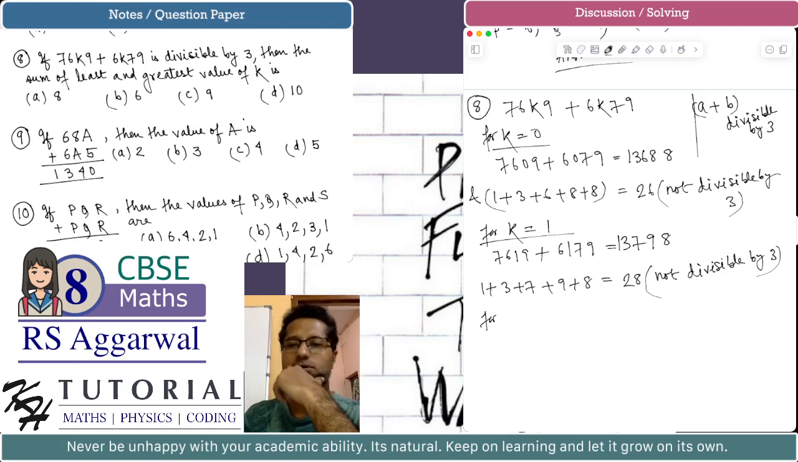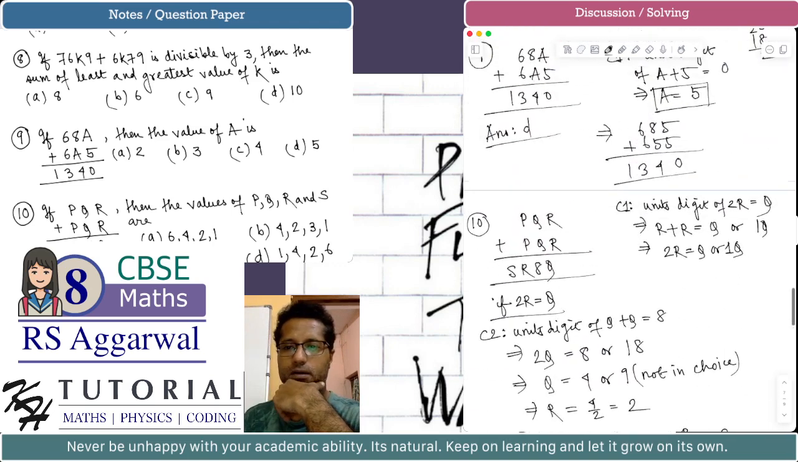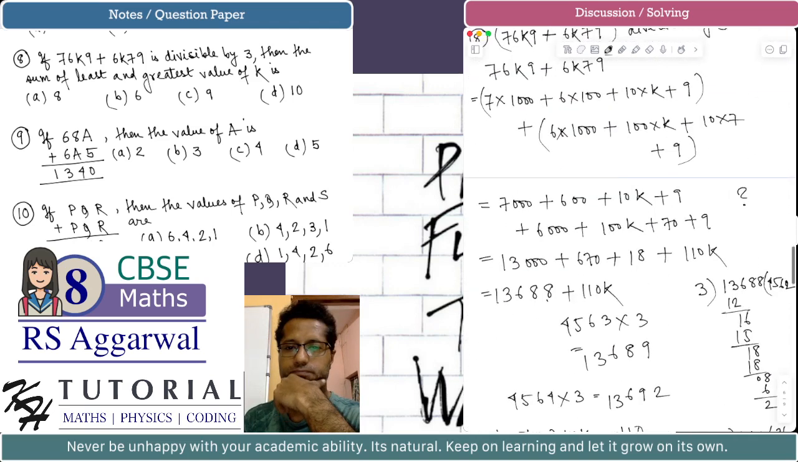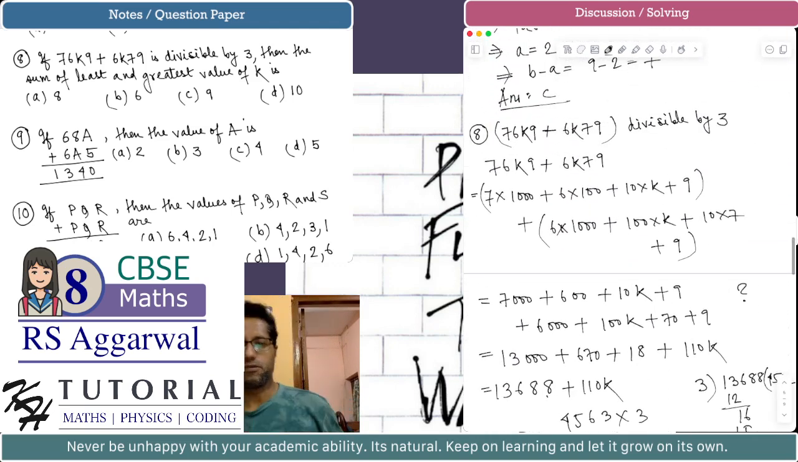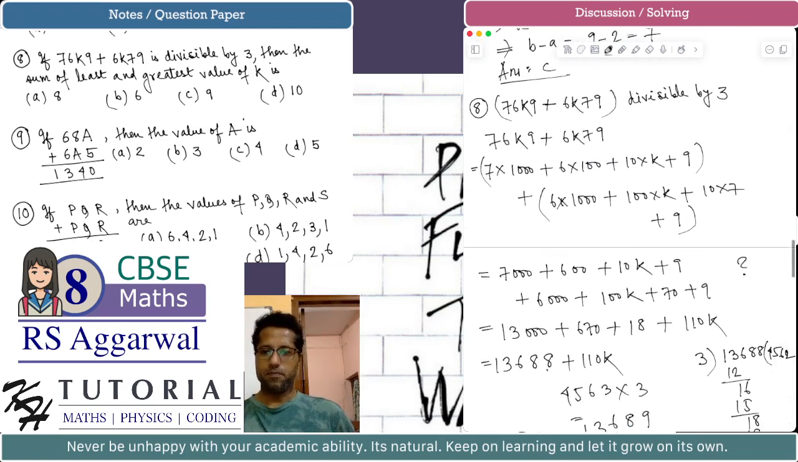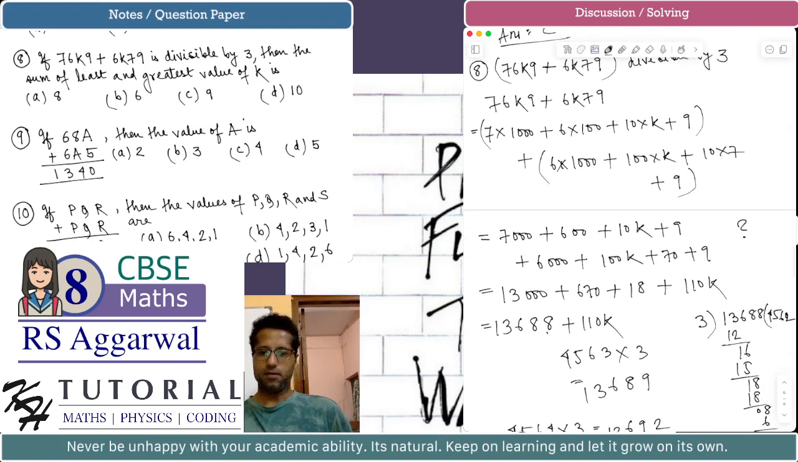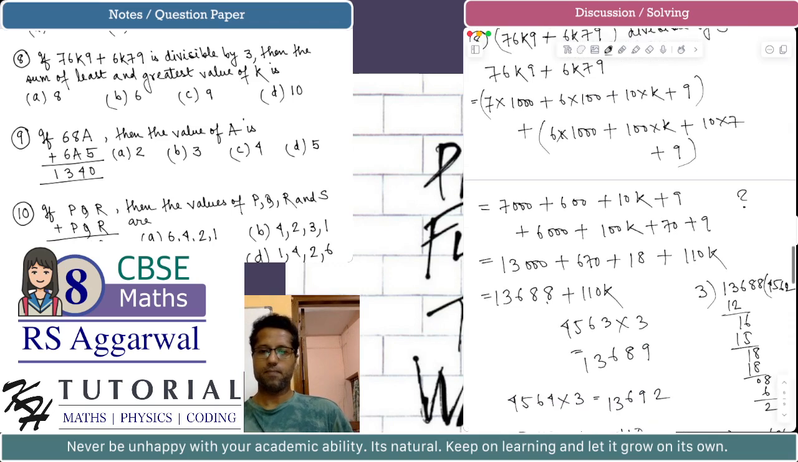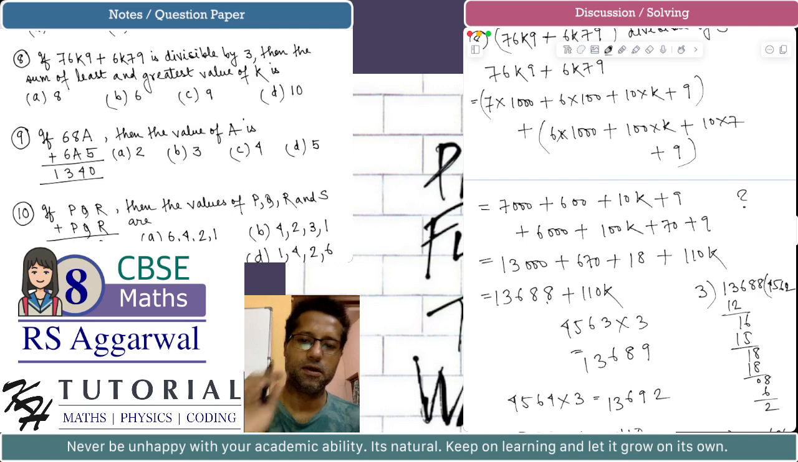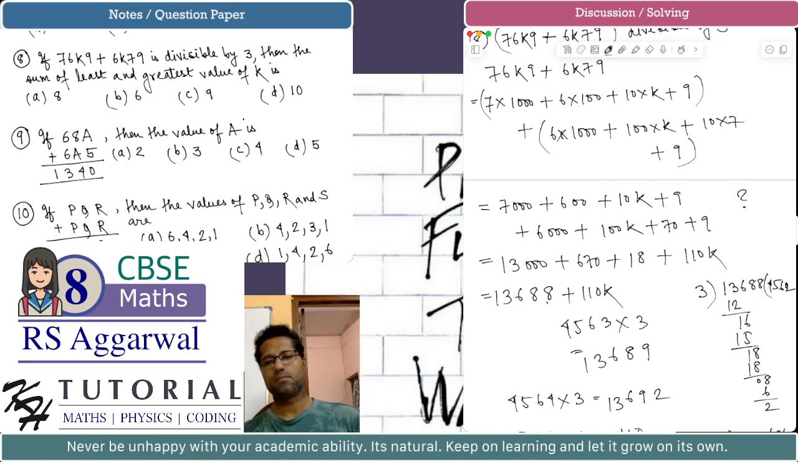The expansion, when we expanded the two numbers, let me see if the expansion can help. So we are getting 13688 plus 110k. What can the possible values of k be such that this number, 13688 plus 110k, will be divisible by 3?